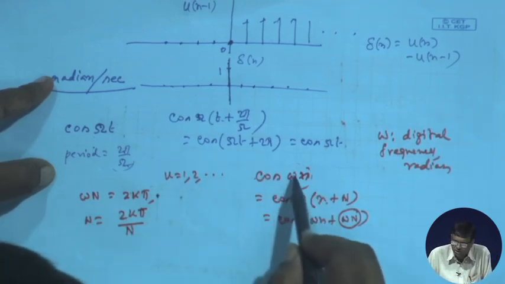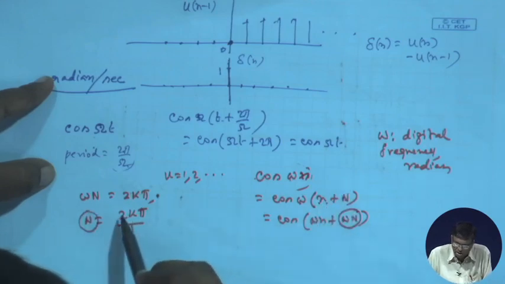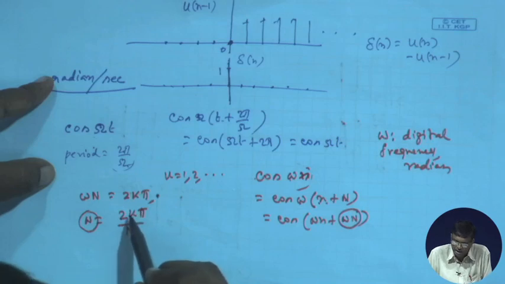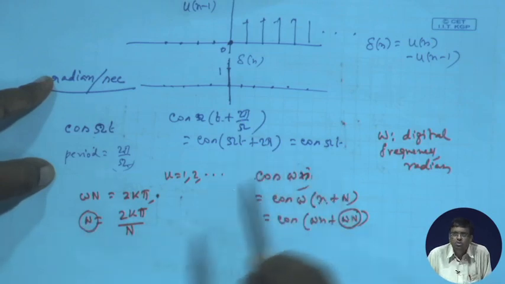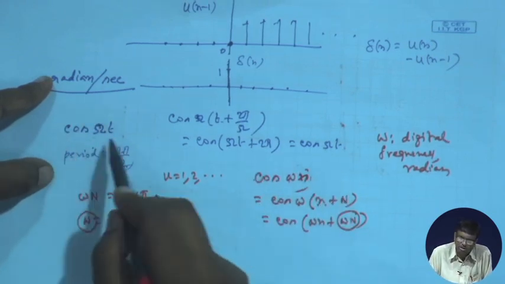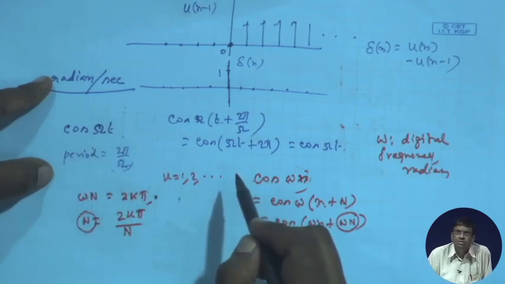This will be valid, that is, it will be periodic over a period capital N for a specific choice of omega. That is 2 k times pi, k can be 1, 2, 3 anything, divided by capital N. For those specific discrete omegas only, this will be periodic. But in the case of analog, it is periodic for any capital omega. This is a very big difference. Okay?